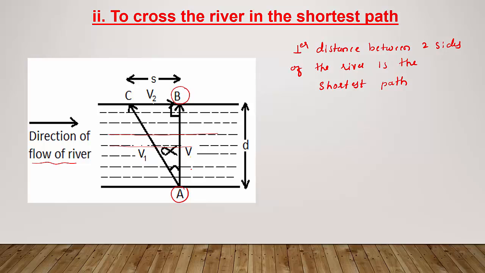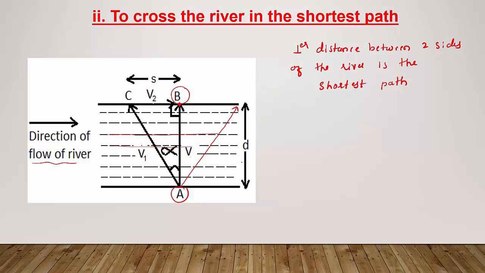The river flow carries the swimmer downstream. What happens here? This A to B is the shortest path. Now the swimmer is swimming along A to B. But the river is flowing from left to right, so the flow of the river carries the swimmer downstream, which means when he travels from A to B, he will not reach the point B. Instead of B, he is moving in this direction. Why is he moving in this direction? Because of the river flow. That river flow carries the swimmer downstream as he crosses the river.